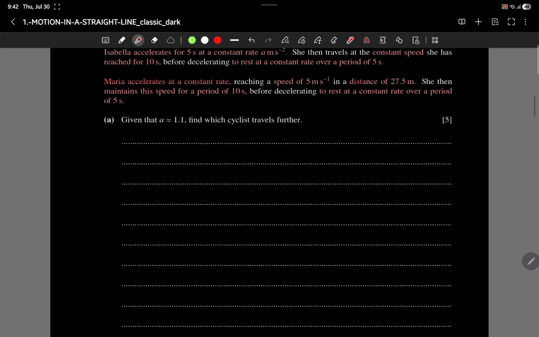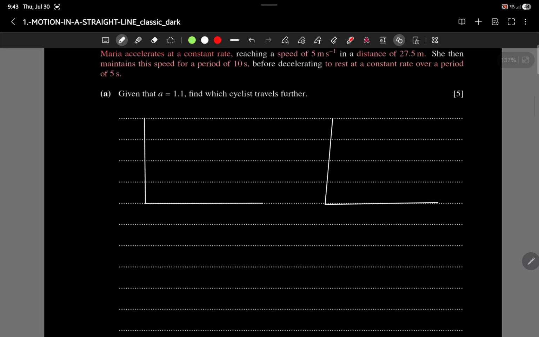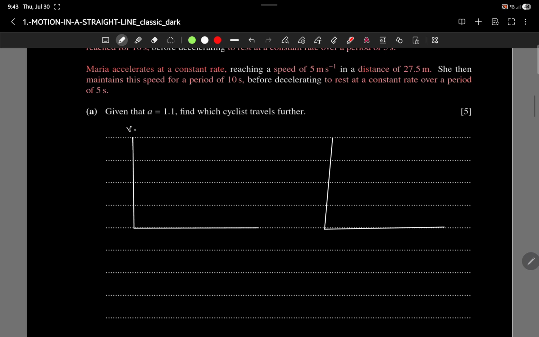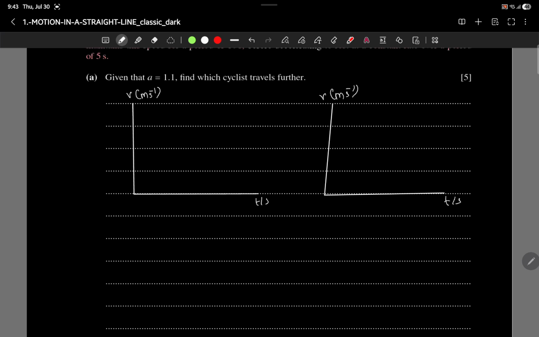So the best way to solve this question is actually drawing the velocity time graph of each person. So let's start off with Isabel. Oh wait, what am I doing here? There we go, Isabel. And over here we can draw for Maria. So velocity. It's always good to draw velocity time graphs, and that really helps to understand the question.